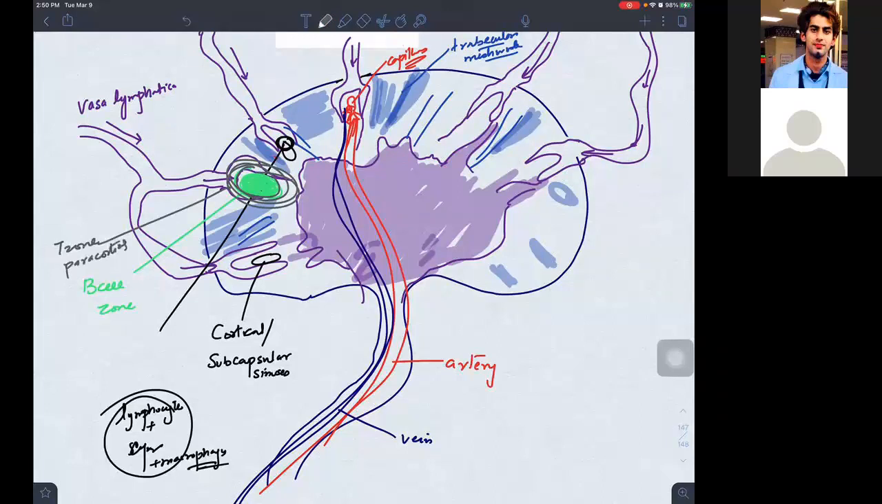B zone cortical. T zone paracortical. Okay. This T zone is paracortical. But remember, this is around this. So, okay. This is around this. Continuity. Okay. And you know the capsule is there. Capsule is continuous. That's not to be mentioned.